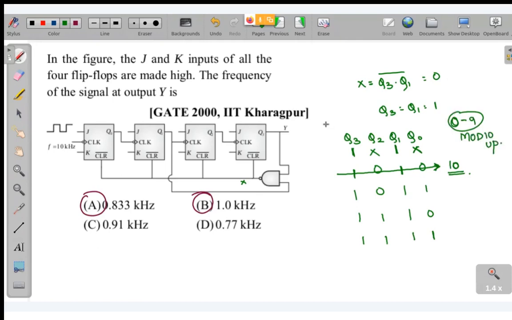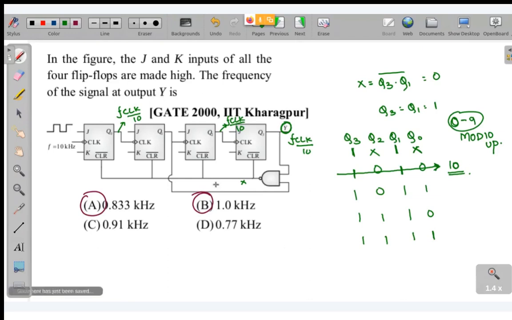If this is a mod 10 up counter, so they have asked basically the frequency over here. So it will be what? It will be f clock by 10 in all the places. Even if they had asked frequency over here, it would have been f clock by 10. Even over here, it would have been f clock by 10. In any of the outputs, if they had asked, it would have been f clock by 10, but they are asking what will be the output signal of y.